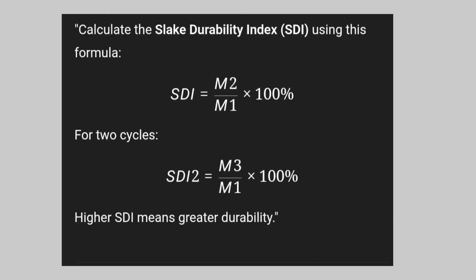For one cycle, use the formula SDI equals M2 divided by M1 multiplied by 100%. For 2 cycles, SDI2 equals M3 divided by M1 multiplied by 100%.